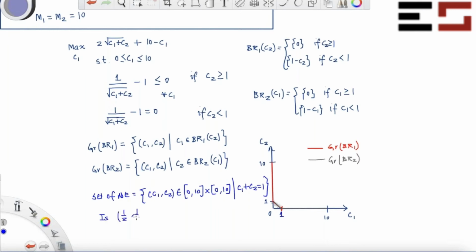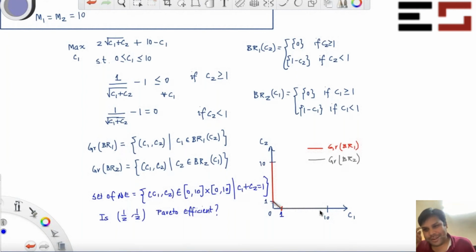So here C1 plus C2 will anyway be 1, so it would be 10 minus C1 ultimately, and for the other person it will be 10 minus C1. If one person increases his contribution to the public good, then the other will decrease the contribution. If C1 increases, C2 will automatically decrease to keep the sum equal to 1. So if person one increases C1, he becomes worse off and the other becomes better off. So this is Pareto efficient.